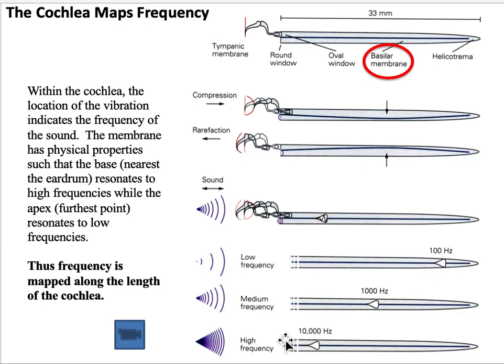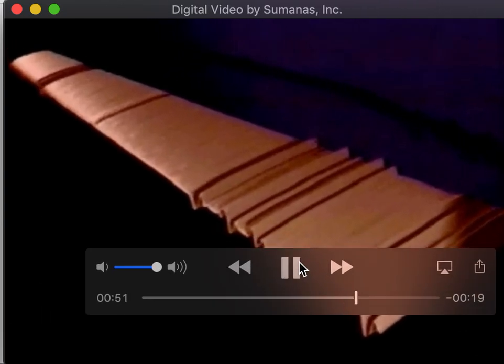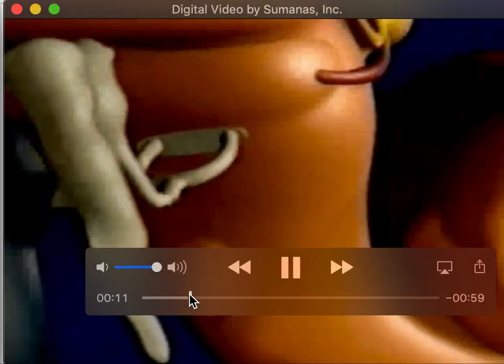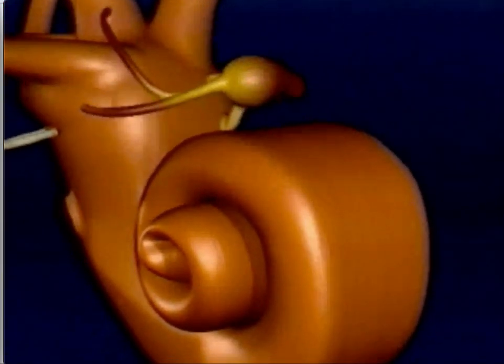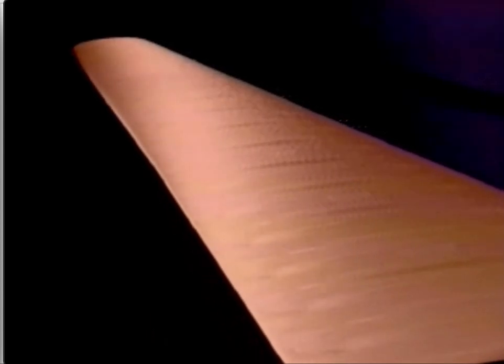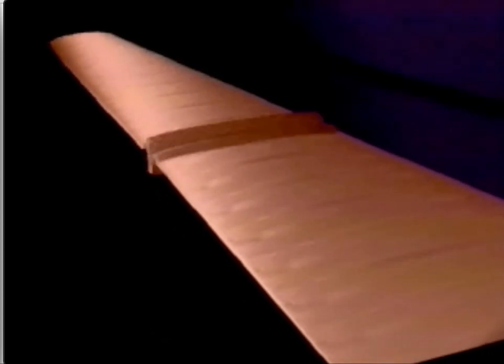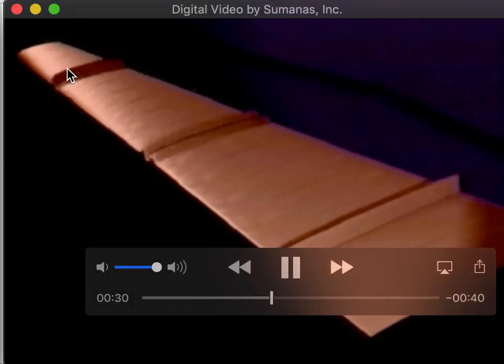And let me show you sort of a silly video, but once you see it, you can't unsee it. That shows this. Oops, let me back this up a little bit. So here's the cochlea. It's going to unwind here. Now we're going to look at the basilar membrane. So lower frequencies here, higher frequencies there.